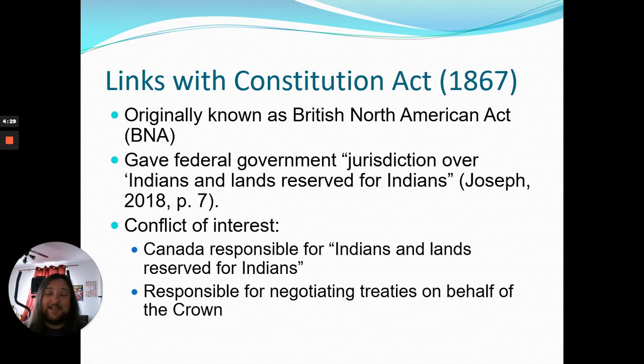So in this case, the conflict of interest emerged because Canada was given responsibility for Indians and lands reserved for Indians, but they're also responsible for negotiating treaties on behalf of the Crown, or the British government, to which Canada, even though it was a new country, was still kind of accountable. So when we say the Crown, that's what we're talking about, right? Essentially the Queen of England.